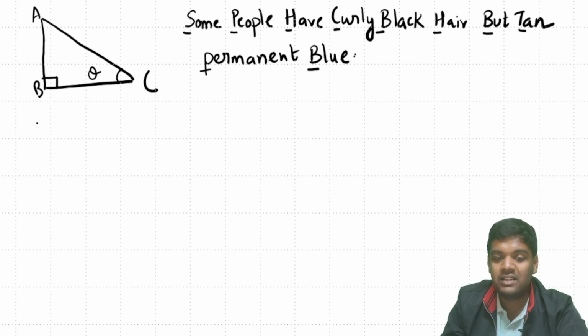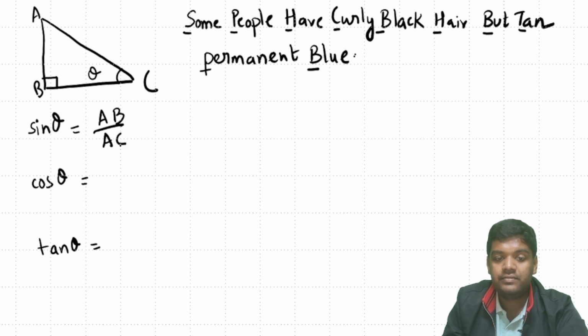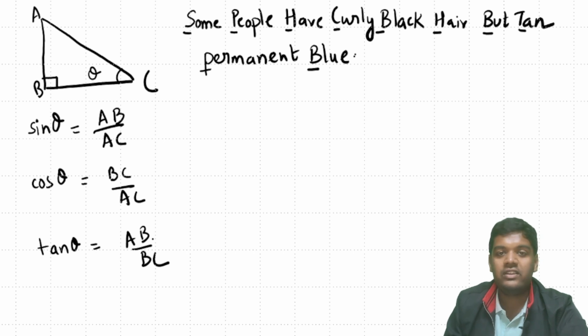actually six terms, but three are very basic: sine theta, cos theta, and tan theta, right? So sine theta will be AB by AC. Cos theta will be BC by AC. And tan theta will be AB by BC. Now you will be wondering, what is this? It's so difficult. It's not at all difficult. Let's say in this case, angle C is theta.